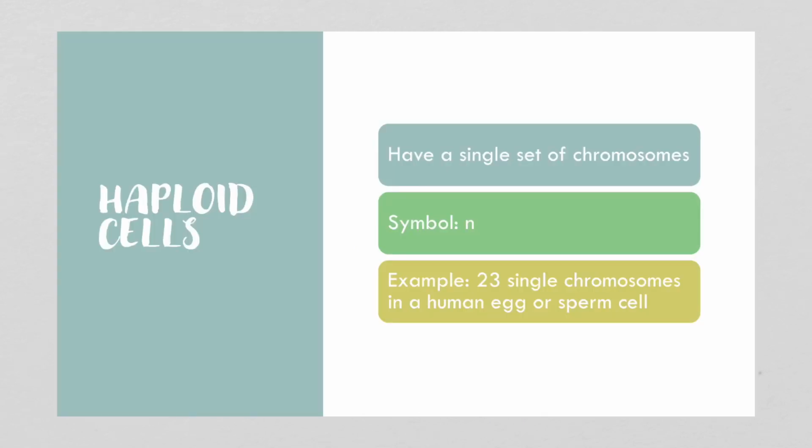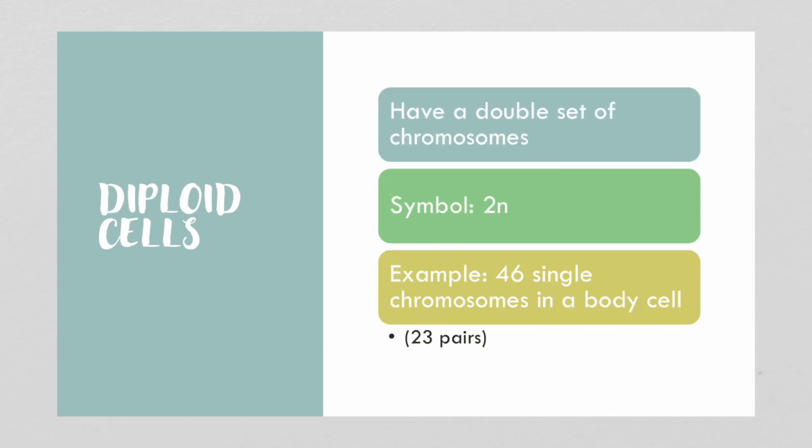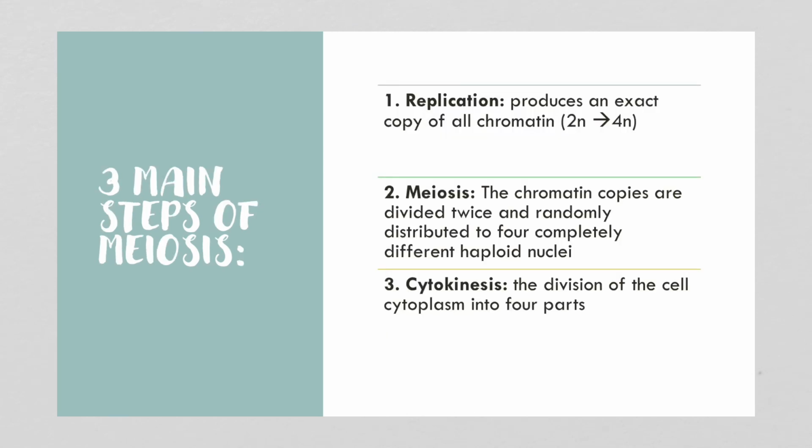So what are haploid cells? Well, haploid cells have a single set of chromosomes, and we represent them with the symbol small n. So eggs and sperm, they're haploid, and they have the symbol n. So 23 single chromosomes in a human egg or sperm cell. Diploid cells, on the other hand, have a double set of chromosomes. So we represent that with 2n. So the example would be, we have 46 single chromosomes in a body cell or somatic cell, or we say we have 23 pairs.